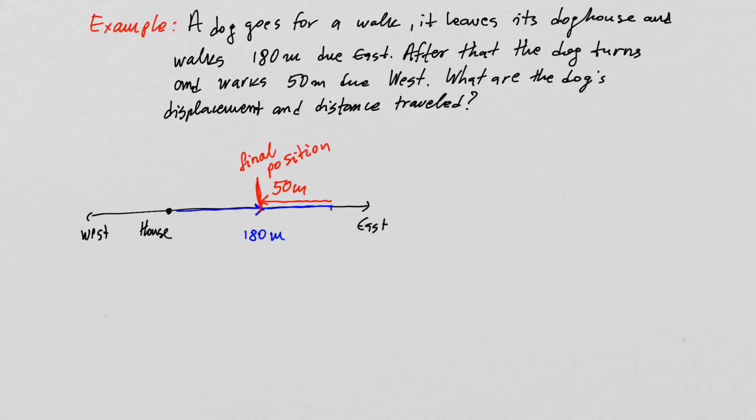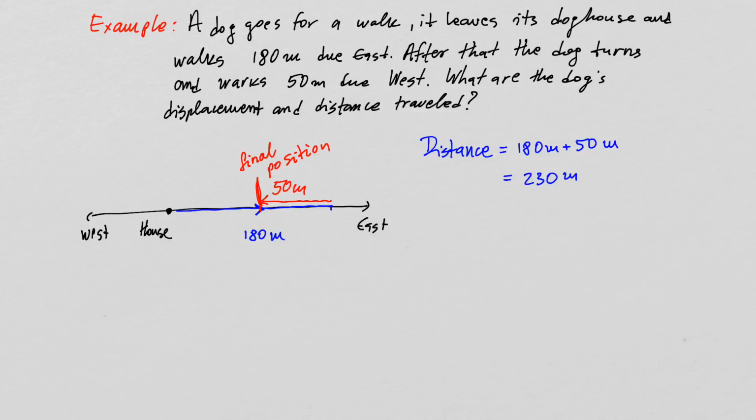Let's calculate the distance traveled. The distance traveled is simply the distance from the starting position to where the dog stopped, plus the distance from the dog turning around to its final position. So that will be 180 meters plus 50 meters. So that is 230 meters distance traveled.